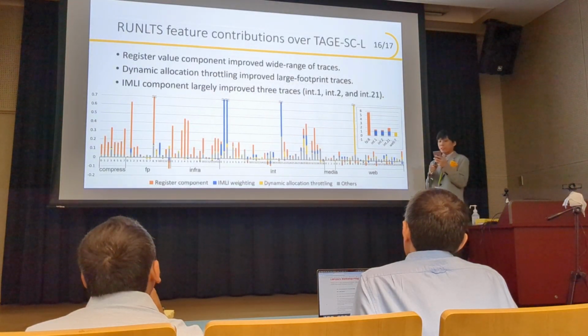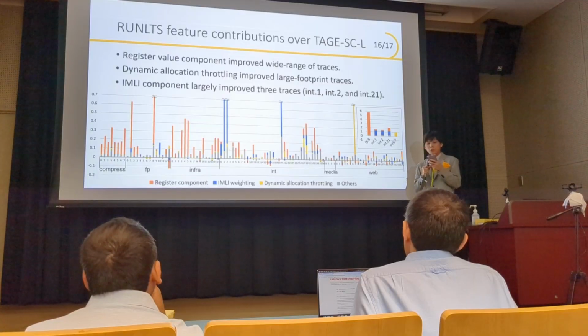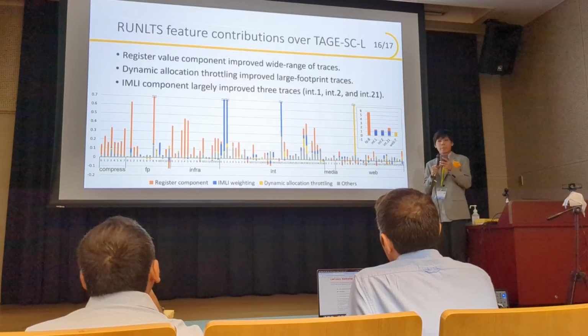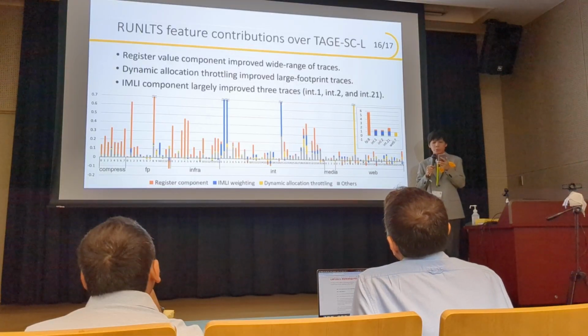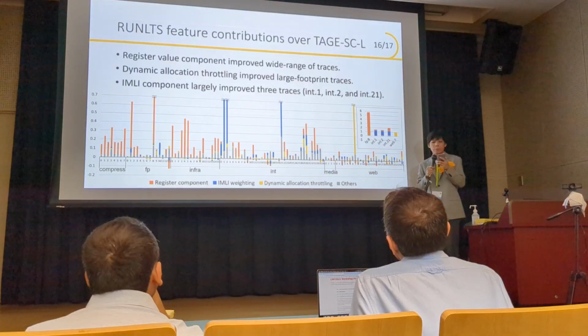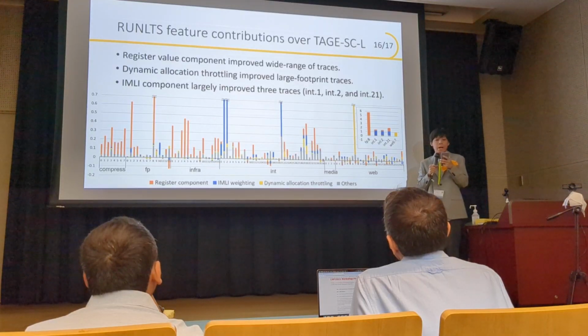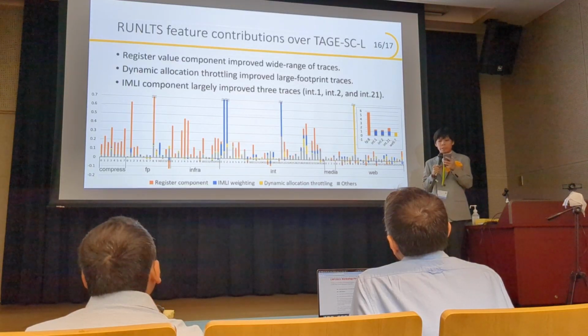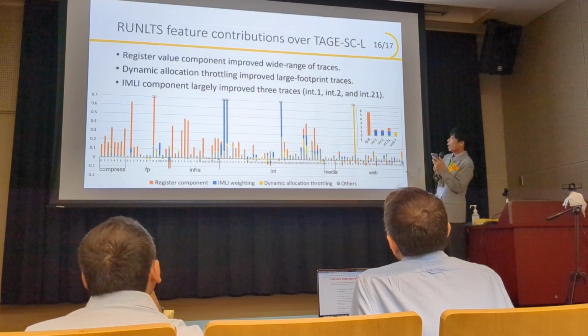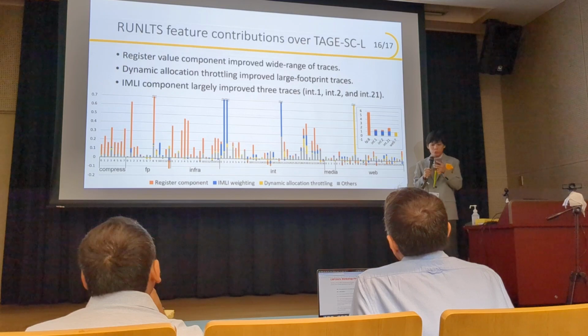This graph illustrates the source of the reductions. The register value component helps across many traces. Allocation throttling benefits the large footprint traces where pollution is a concern. The IMLI improvement shows up as 3 tall bars on INT 1, 2, and 21.